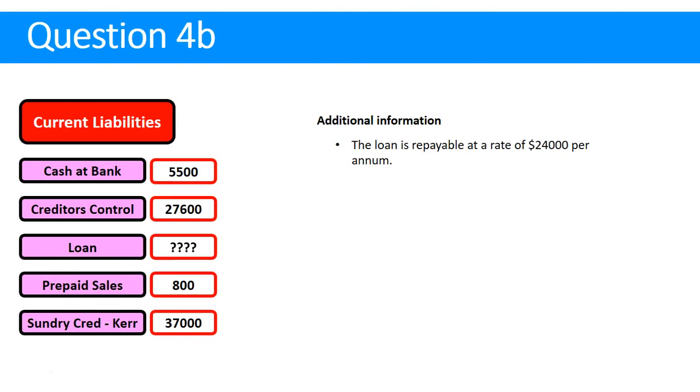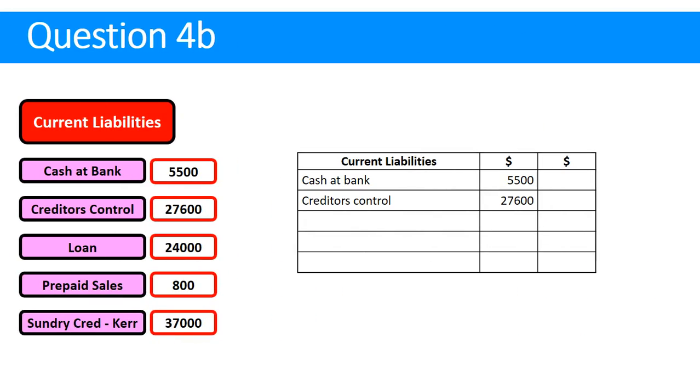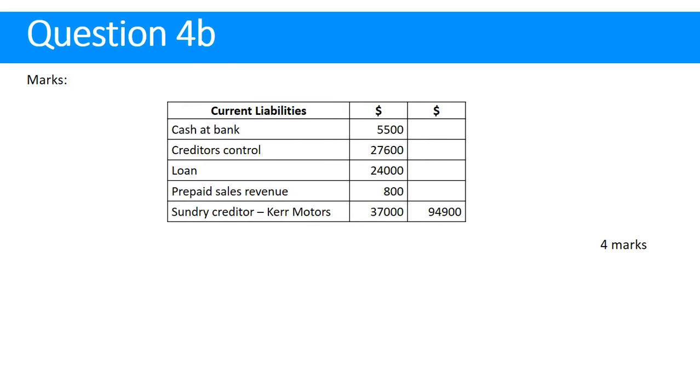And the last piece of additional information was the loan is repayable at a rate of $24,000 per annum. So now we do have the figure that will be current. We know it's going to be $24,000. So now that we have those numbers, we can just go in and enter them one at a time. And then we make sure we use our second column to put our total. Looking at our marks, there's only 4 marks, yet there's 5 numbers plus a total.